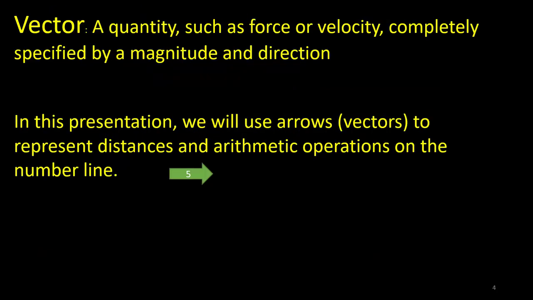Since we're using vectors, it's likely a good idea to have some idea what those are. For us, a vector is simply an arrow drawn between two numbers on a number line, and that arrow can point either left or right. The length of the vector is the distance between the 2 points on the number line. We'll talk more about that in detail a little bit later.